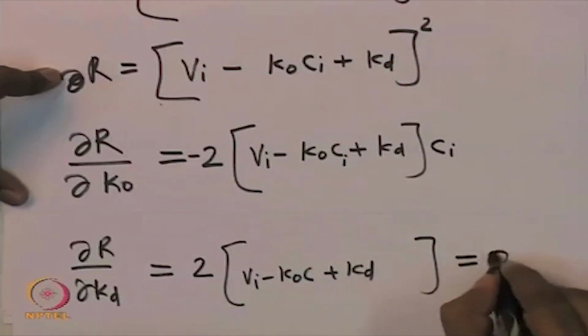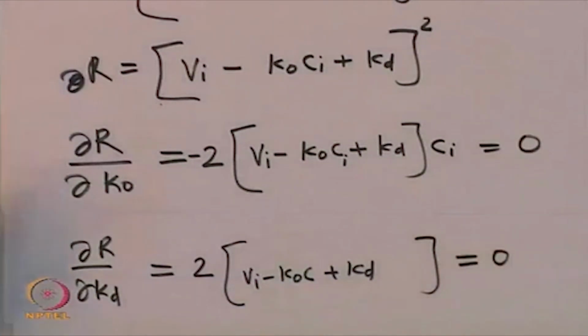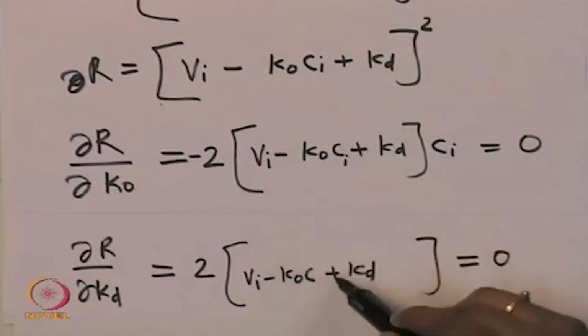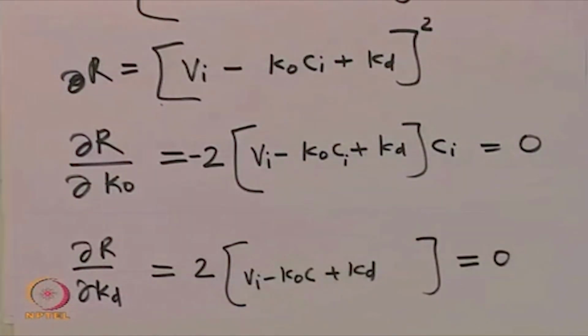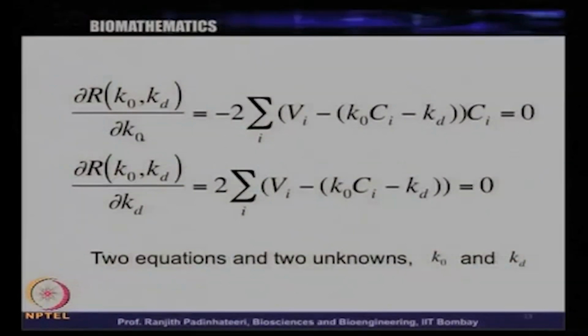So, both of these are equal to 0. We want to find the values of K 0 and K D for which these 2 equations will be 0. Essentially this is written in this particular way: del R by del K 0 is minus 2 times V I minus K 0 C. If you take this bracket here and put the minus outside, you can write it in this fashion. Do this yourself and see whether you are getting this particular answer. Equal to 0, you get this.